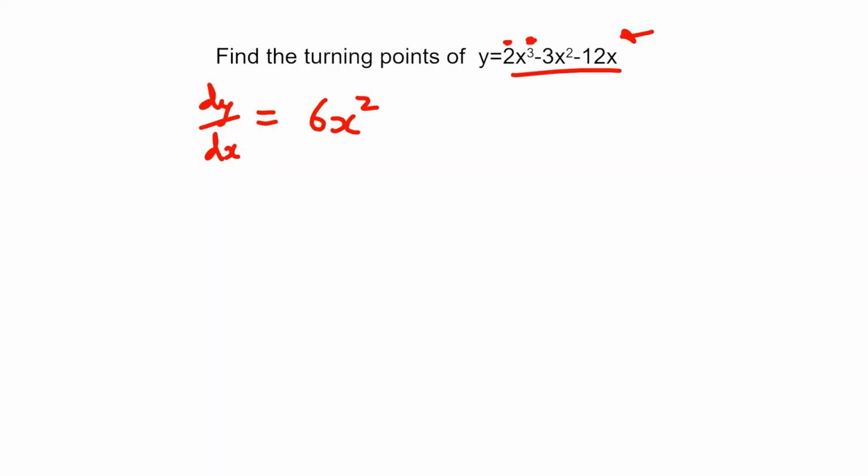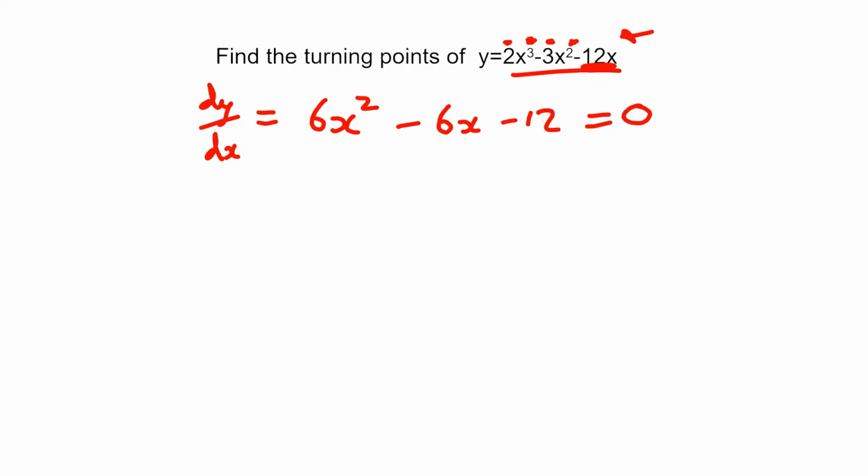We're going to do the same for the next term. So we've got a minus 3 here. We're going to times by the power. So minus 3 times 2 is minus 6. Decrease the power by 1. It becomes just x. And then the last one, we're just going to remove the x and have it as minus 12. So we need to solve when this equals 0.